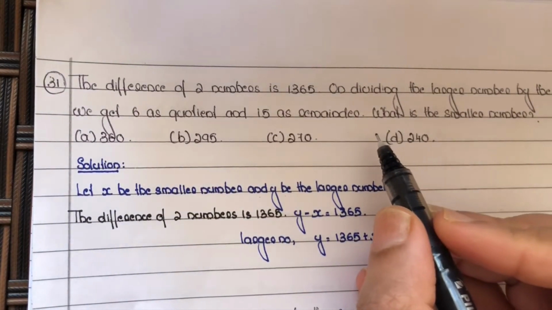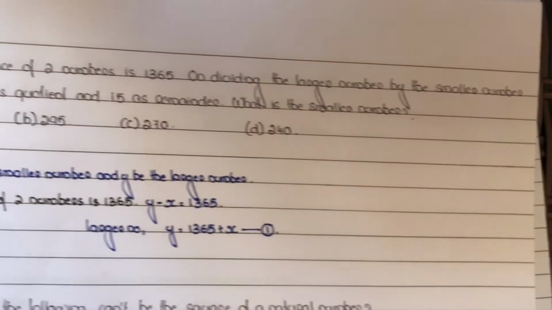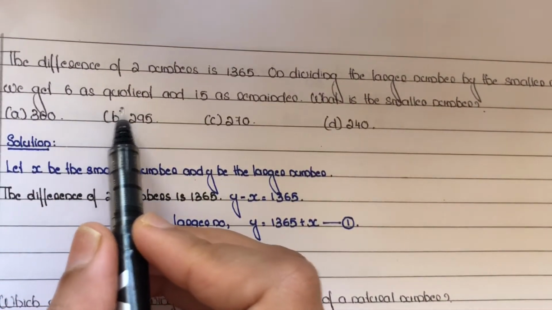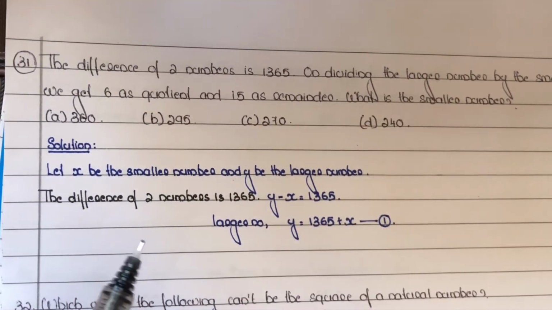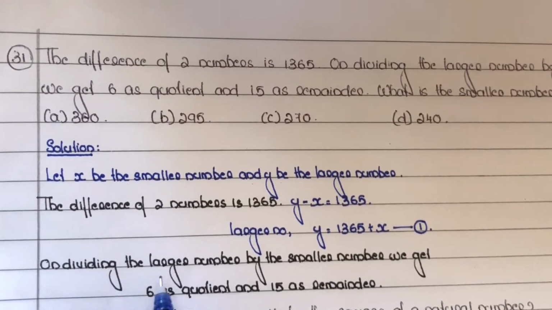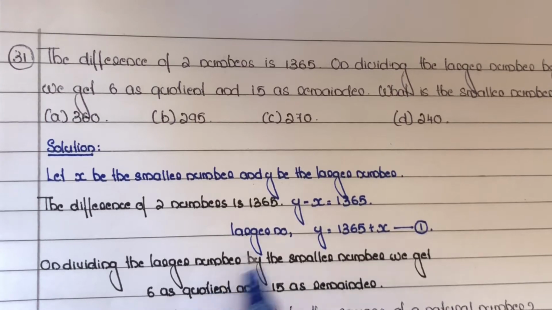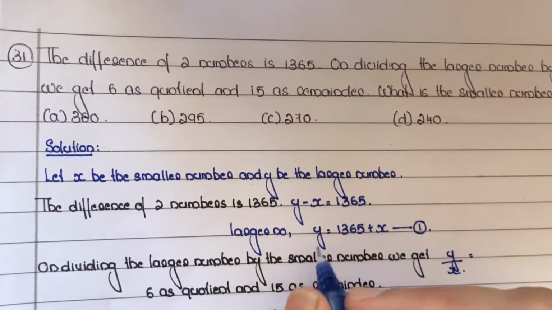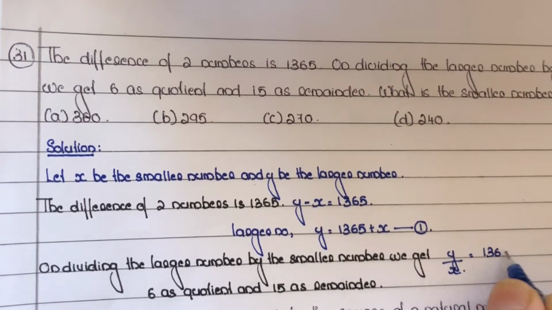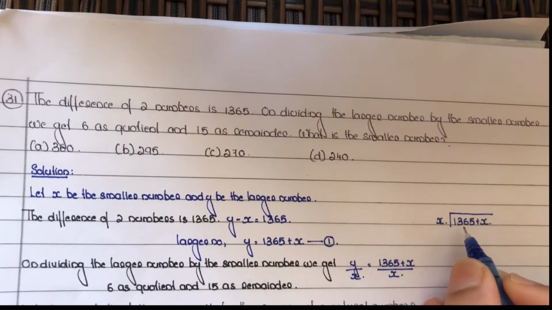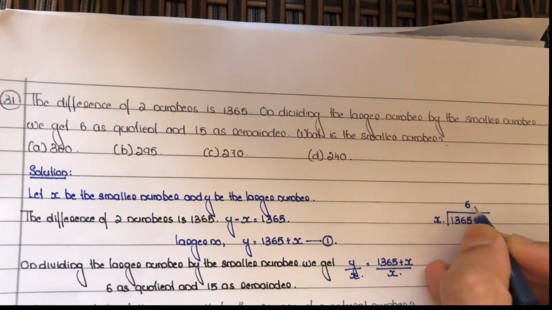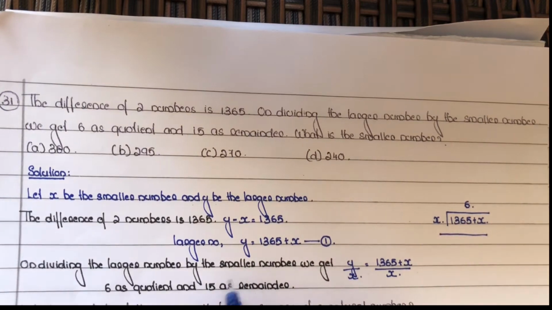Now consider the second part of the question. That is, on dividing the larger number by the smaller number, we get 6 as quotient and 15 as remainder. Now which one is our larger number? Y. So y by x. And from equation 1 we can write y is equal to 1365 plus x, divided by x. If you divide the larger number by the smaller number, then you will get 6 as the quotient and the remainder is 15.